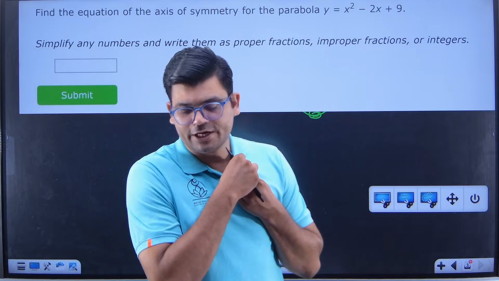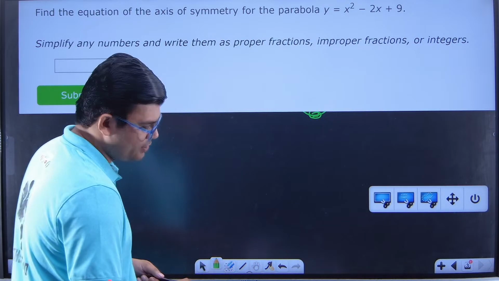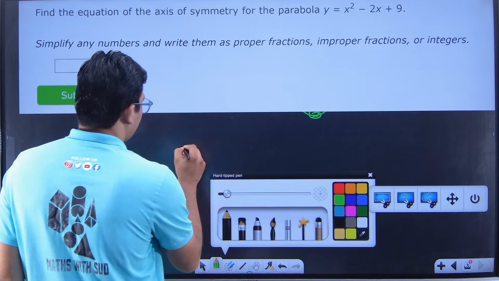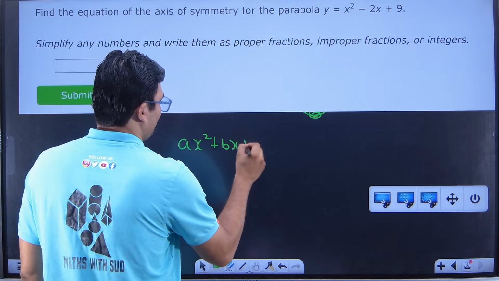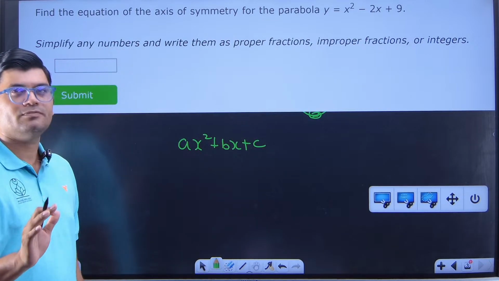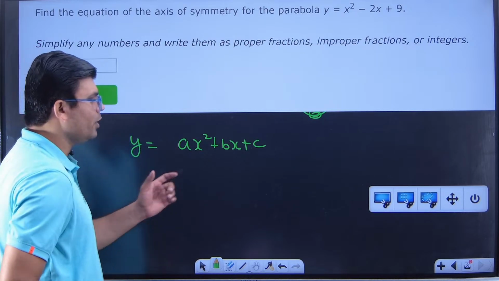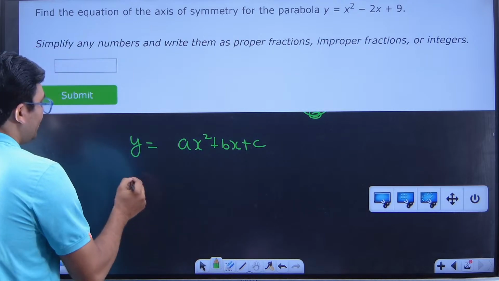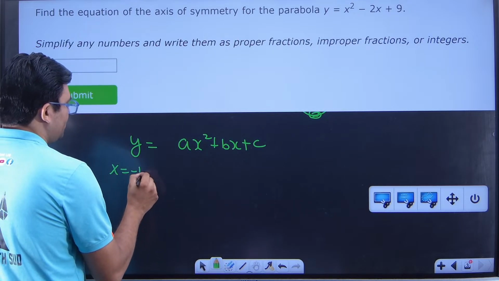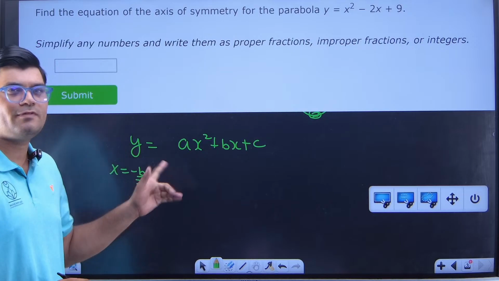So let us take a general equation. The general equation is ax squared plus bx plus c. This is the general equation of the quadratic. Did you get that? So you said that x equals minus b upon 2a is the vertex, the x-coordinate of that vertex.